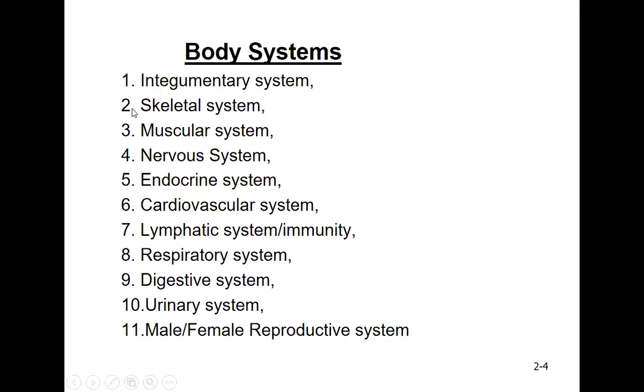Then the second is the skeletal system. All the bones in the body, the skull, the bones of the upper limb and lower limb, the ribs, the sternum, the backbone, everything comes together to form the skeletal system. Similarly, the muscular system: many muscles, the biceps, the triceps, and all the other muscles come together to form the muscular system.